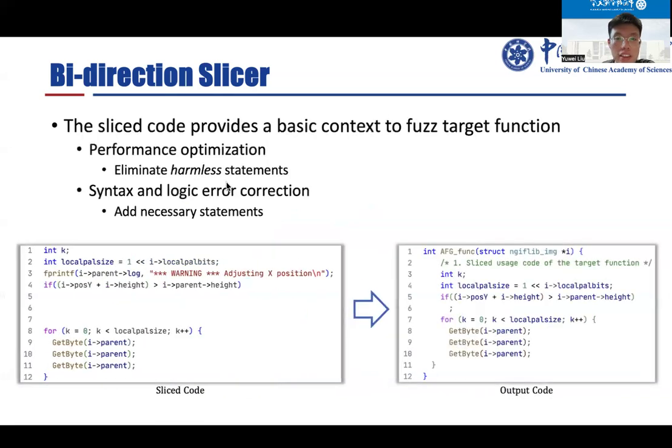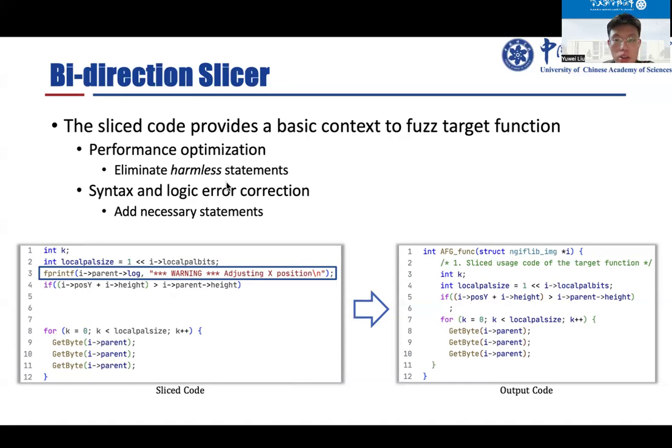And we also apply some additional optimizations for sliced code to improve the fuzzing performance. Developers usually output some variables to help debug the program, which can adversely impact the fuzzing performance. Therefore, we identify such statements as harmless and eliminate them to simplify the sliced code and improve the fuzzing efficiency.